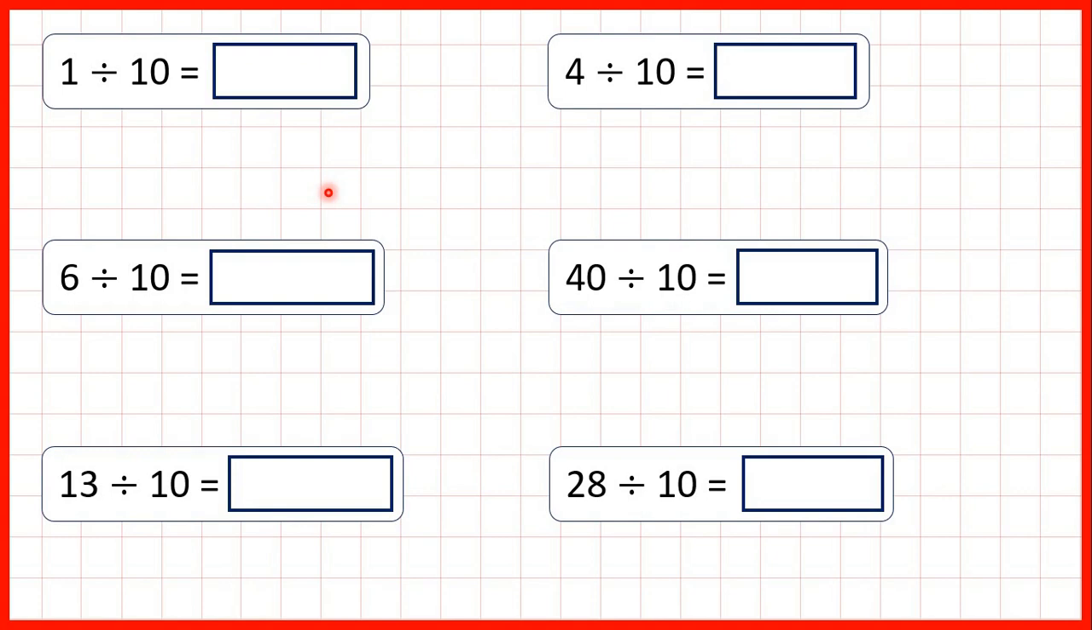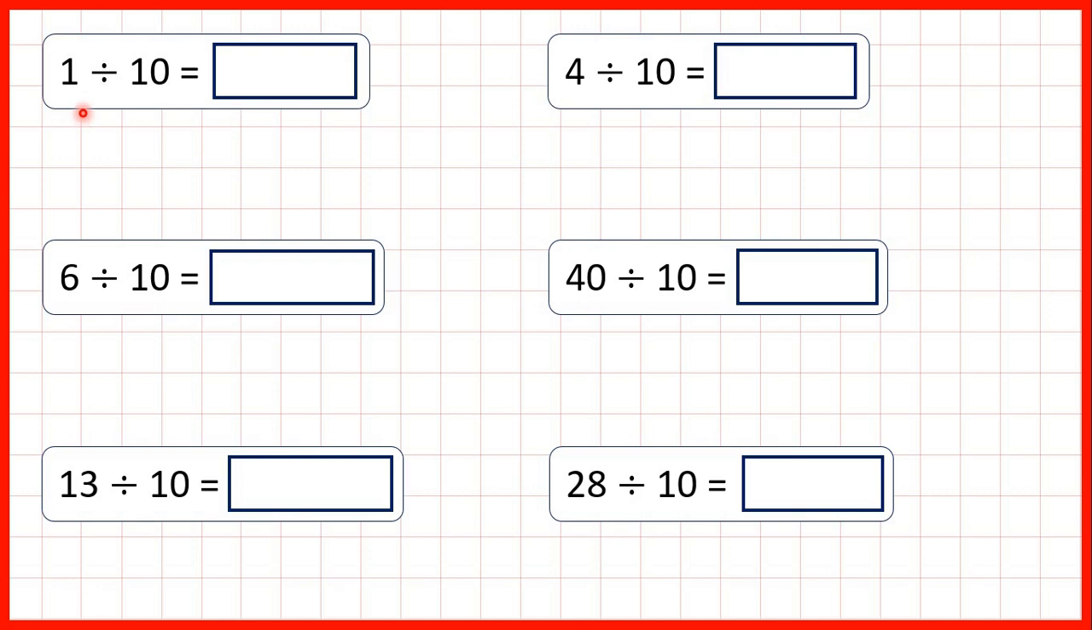Now for these questions, we're dividing by 10, but apart from 40, the numbers we're dividing, so our dividends, are not numbers that are in the 10 times table. So that means that we're going to get decimals with tenths as our answers. So first, we have 1 divided by 10.